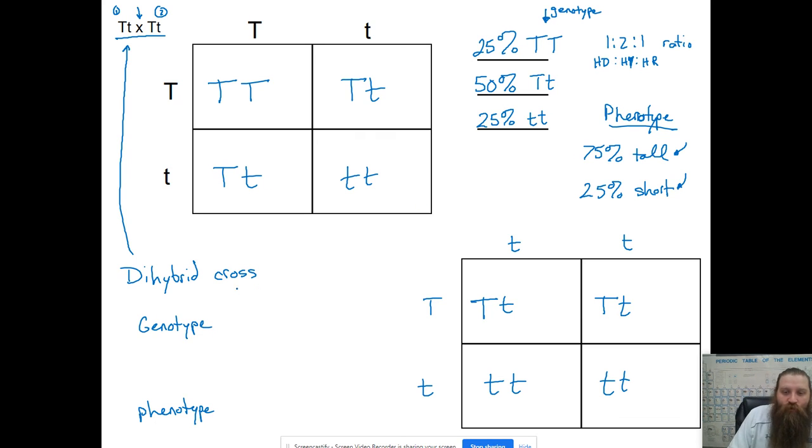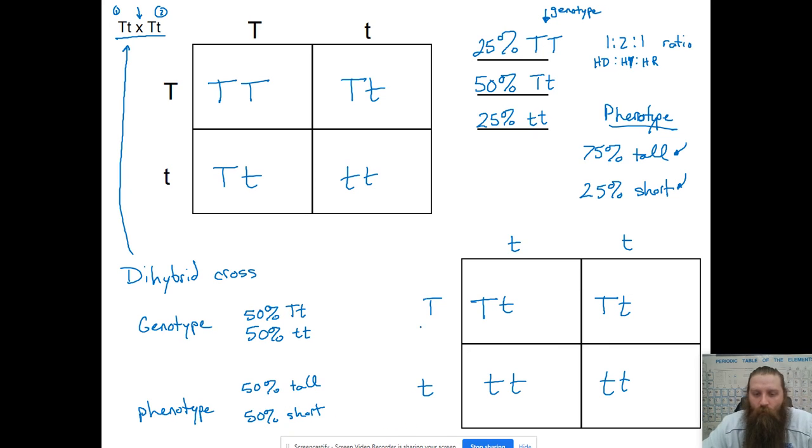Okay, so the genotype is 50% hybrid, 50% homozygous recessive. The phenotype is 50% tall, 50% short. All right, so that's always what we want to look at. We could do the ratio, 1 to 1. Same ratio for phenotype, 1 to 1, 50-50.